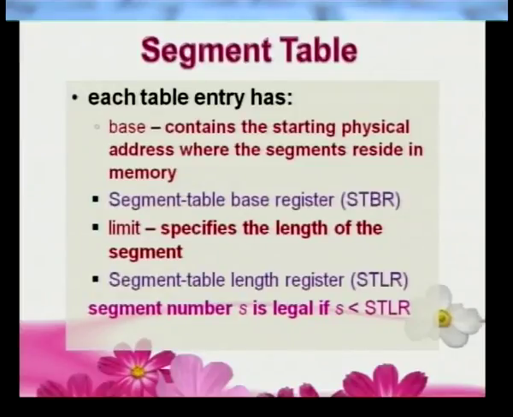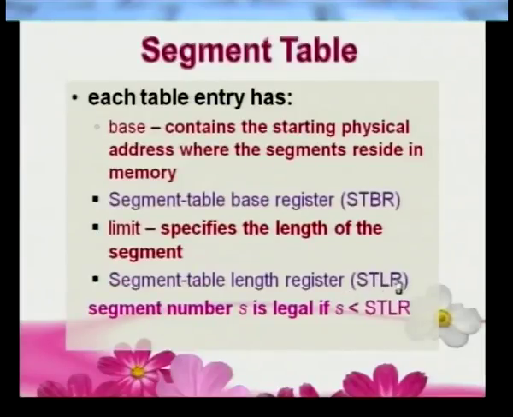Like page tables, every segment table should have a base address loaded into a particular register. This register is called the segment table base register. There has to be another register called the limits register, which tells you to what extent the segment table grows inside the memory. This register is called the segment table length register, which indicates the total length of the particular segment. The segment number S is said to be legal if it is less than the segment table length register.